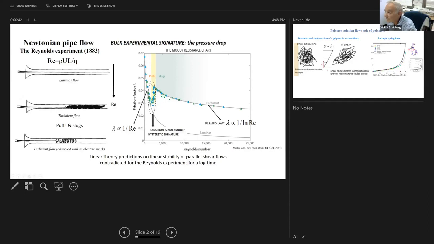Now, in Newtonian pipe flow, it's known already for at least 140 years that Reynolds, in his classical experiment, observed the transition to turbulence at Reynolds number of order 2,200. But later on, Rayleigh, and after that many others, showed that this flow is linearly stable. That was big confusion for many years, and only in the last 30 to 40 years the problem more or less resolved in Newtonian pipe flow.